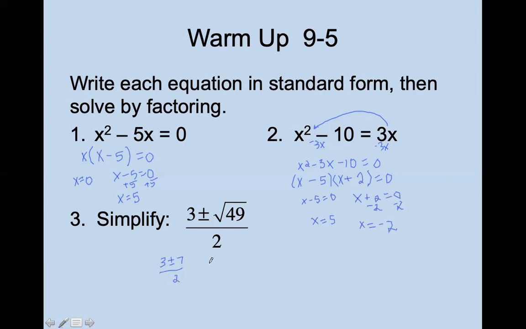Now, I'm going to do these as two separate problems. My first one is going to be 3 plus 7 divided by 2. That would give me 10 divided by 2, which is 5. The second problem would be the negative case, so 3 minus 7 divided by 2. 3 minus 7 is -4, and -4 divided by 2 is -2. All right, let's go ahead and look at the next slide.